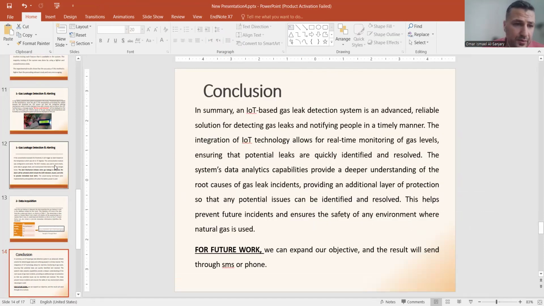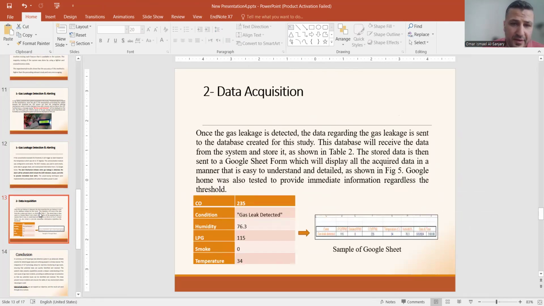The second type is data acquisition. Every action that happens for a gas leakage is going to be recorded in an Excel sheet. The Excel sheet will contain all the information, for example conditions, humidity, LPG, smoke, and temperature, all sent through Google Sheets.